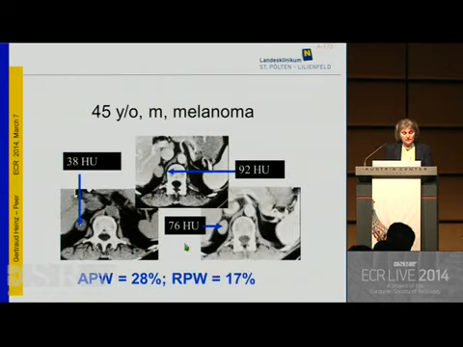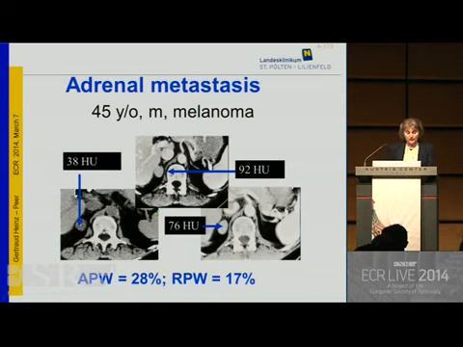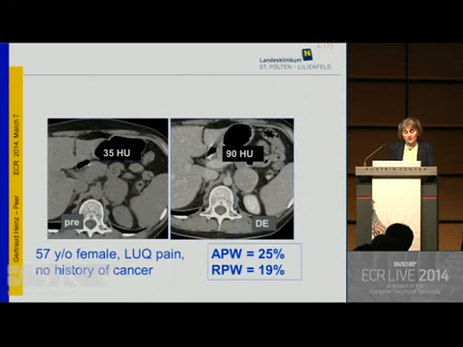Unfortunately, this small right adrenal lesion in a patient diagnosed with melanoma, 38 Hounsfield units on unenhanced CT, and an absolute washout of 28% and a relative percentage washout of 17% is not indicating a benign lesion. Unfortunately, this is really indicating the presence of metastasis. And it proved to be a metastasis.